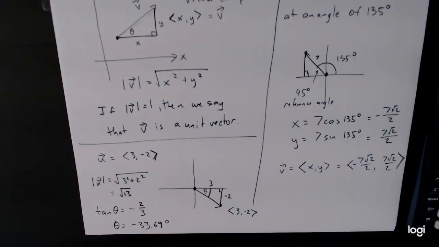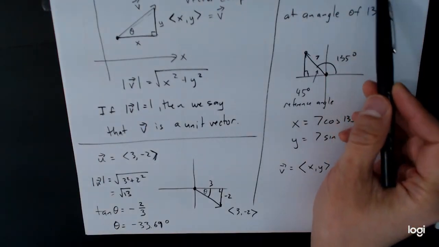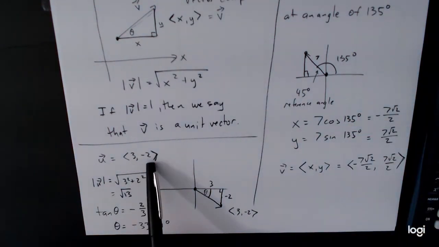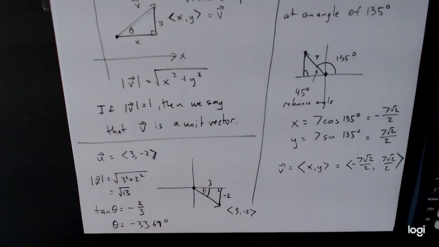All right, so these are the components of a vector. We are able to take any vector and talk about it either by its length and angle, or we talk about it by its components, and we can move back and forth between the two.